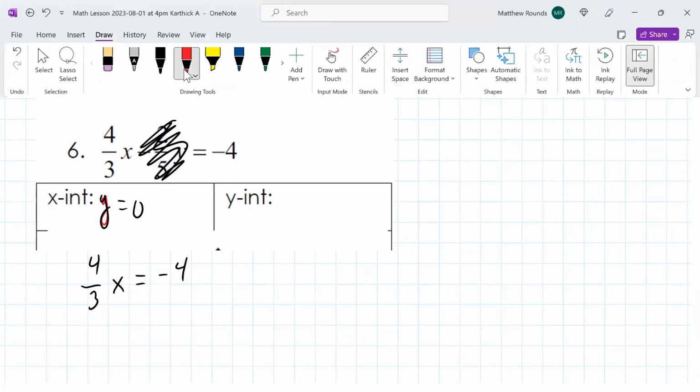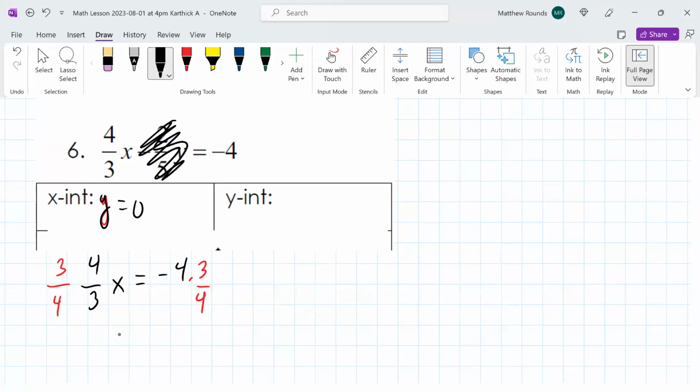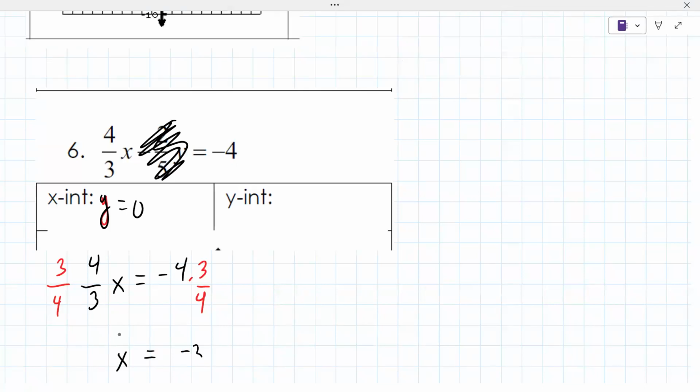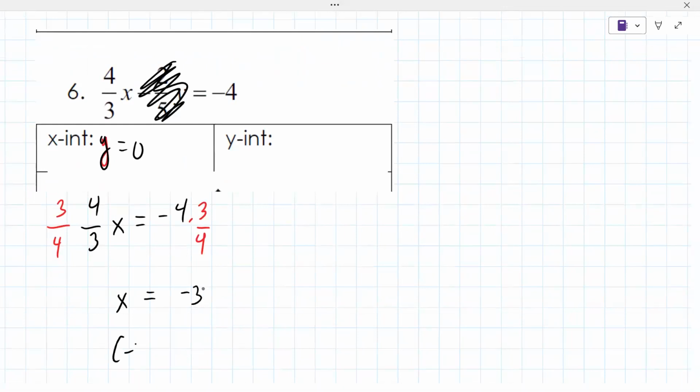So then you multiply everything by 3/4. Okay. So x equals -3. All right. So we get another ordered pair here, -3 comma 0.